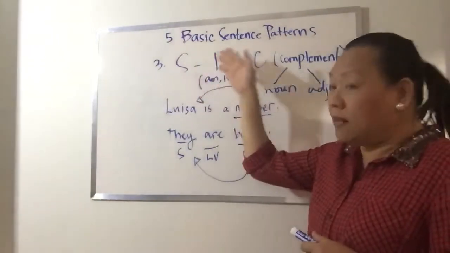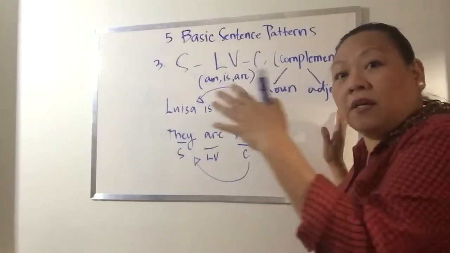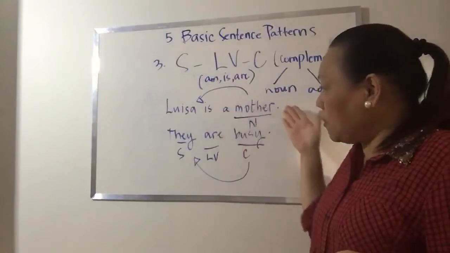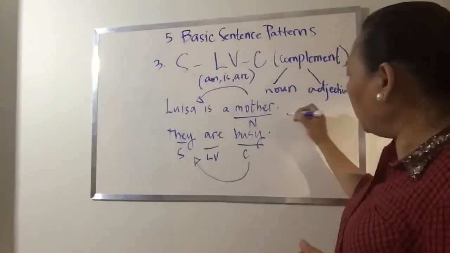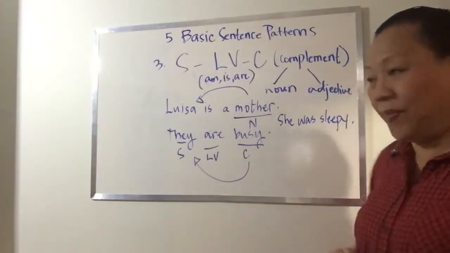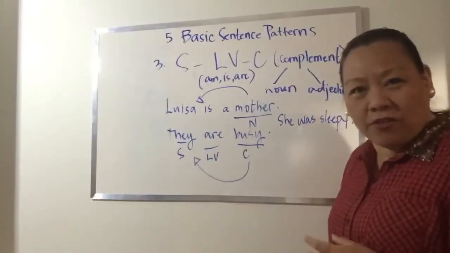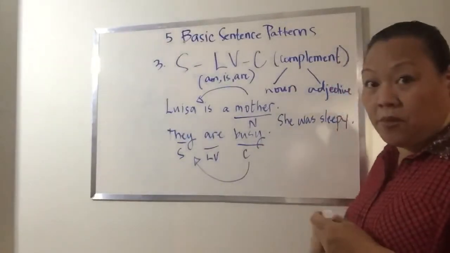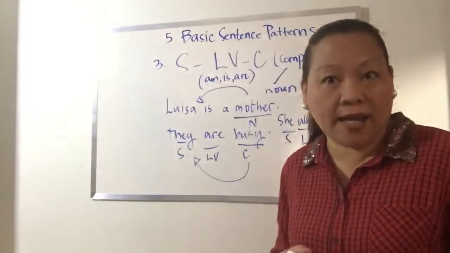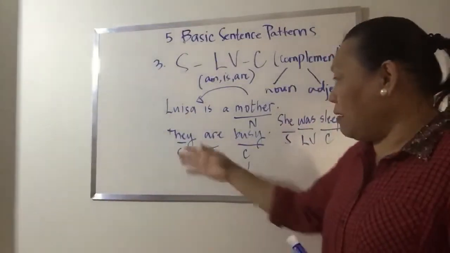So again, when we say subject, linking verb, complement, complement is either a noun or an adjective, and it's a word that gives additional information, or a word that tells something about the subject. Just like this: Luisa is a mother. They are busy. Another example would be she was sleepy. That was yesterday, or a few days ago, last week, last weekend, yesterday afternoon, or yesterday morning, for example. So she was sleepy, so subject, a linking verb, and this is a complement because it's an adjective. She was sleepy in my class last Friday. They are busy right now.